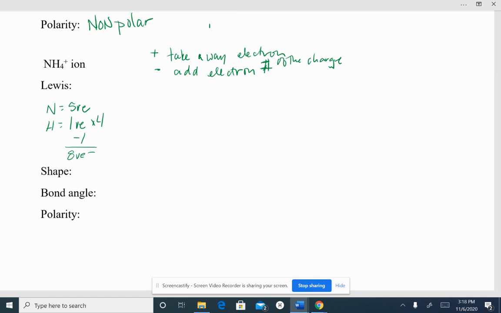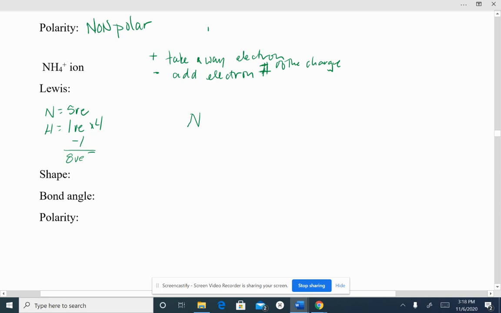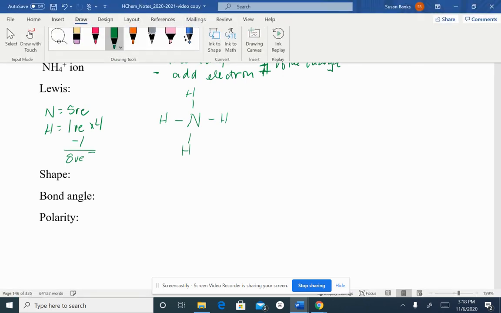Okay, so hopefully you realize that nitrogen is going to be the center. We're going to put single bonds around each of those 4 hydrogens. Now, in terms of what I have, I've used, let's change our color really quick.